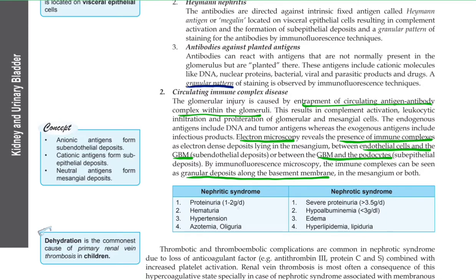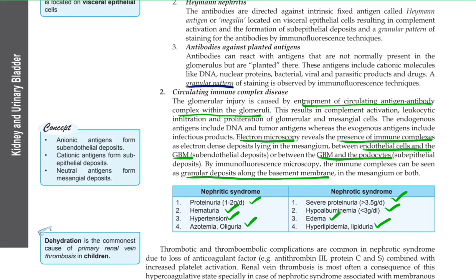Now, nephritic syndrome and nephrotic syndrome. Nephritic syndrome has proteinuria, hematuria, hypertension, azotemia and oliguria. Proteinuria is 1 to 2 grams per day, along with hematuria, hypertension, azotemia and oliguria. Now in nephrotic syndrome we have severe proteinuria of more than 3.5 grams per day, hypoalbuminemia, with albumin less than 3 grams per deciliter, edema, hyperlipidemia and hyperlipiduria.